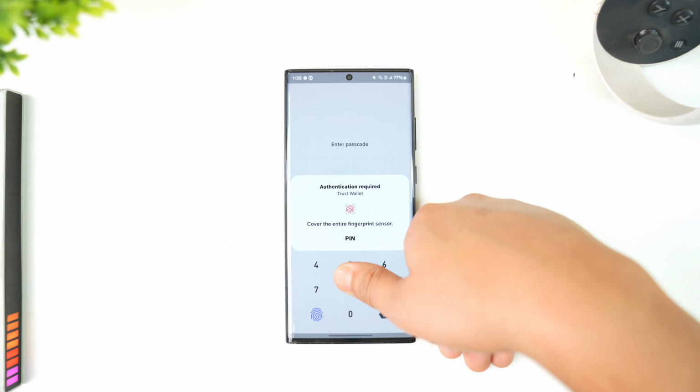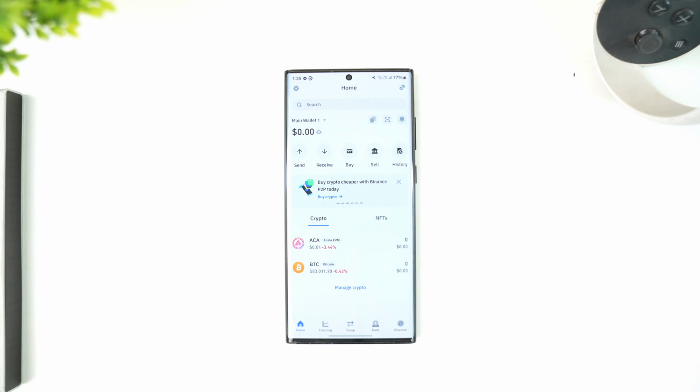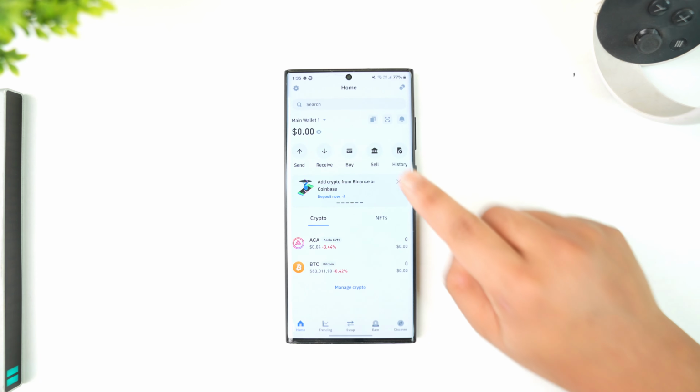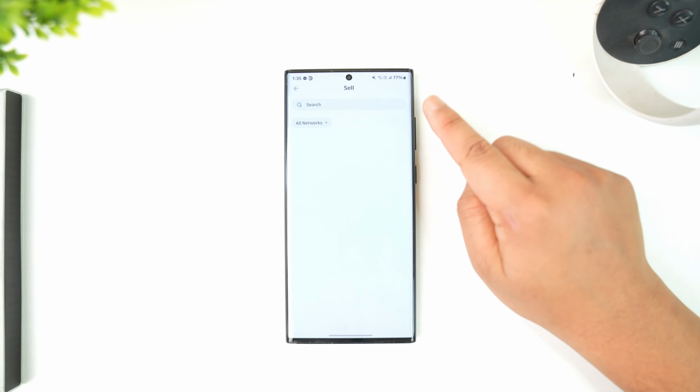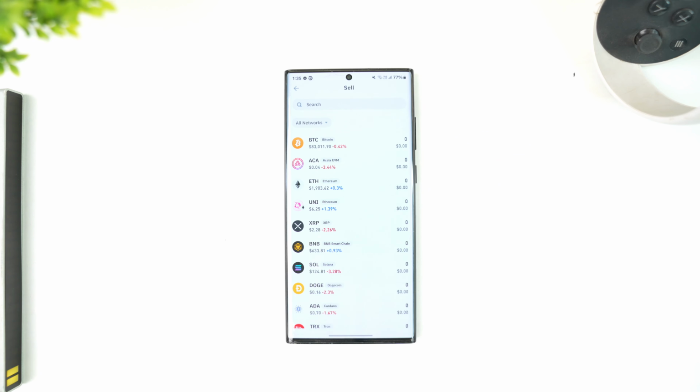If you have any kind of crypto asset like Bitcoin, Ethereum, Solana and so on, and you decide that you want to sell it, then after you launch the app, you can just go to this option that says sell right here. Then go to the sell option. Then over there you'll find different networks that you wish to sell using.